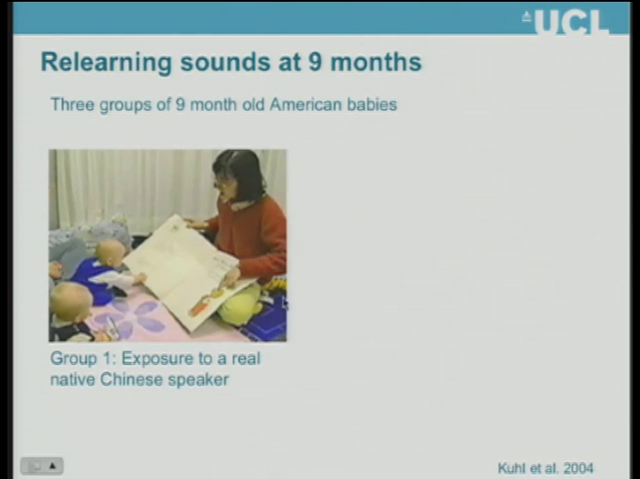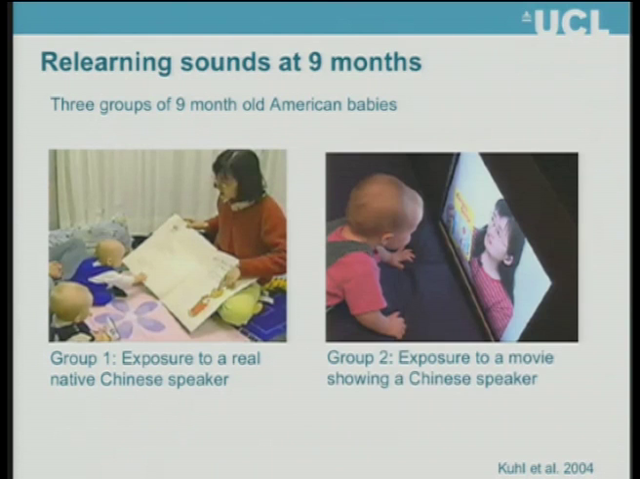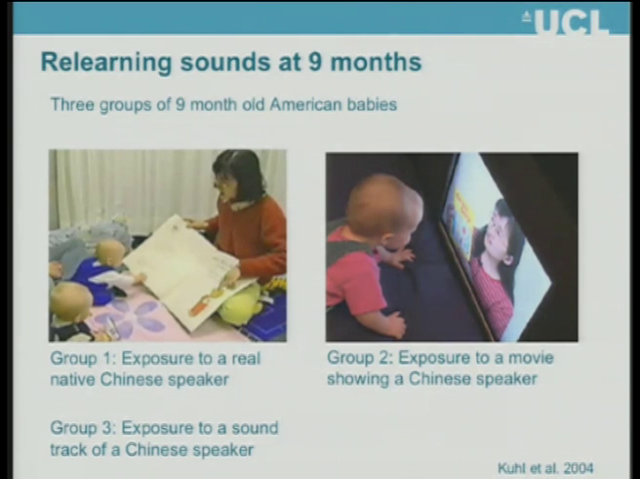So the first group were exposed to a real native Chinese speaker, just a few minutes a day for about 5 weeks. In total, about 4 hours of exposure to a real-life native Chinese speaker, playing, reading, that kind of thing. The second group was exposed to exactly the same Chinese speaker and exactly the same content of Chinese Mandarin, but via a movie, so no real-life social interaction. And the third group were exposed to exactly the same content and duration of Chinese, but via a soundtrack, so just via headphones. And these are what the data looked like.